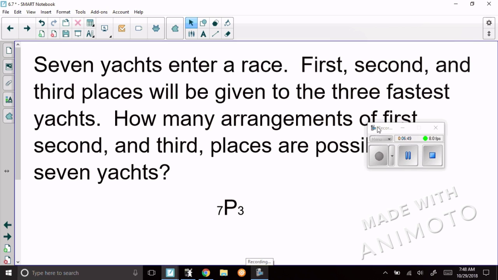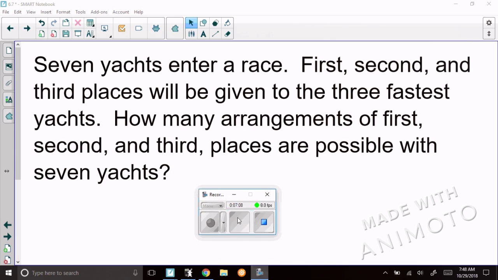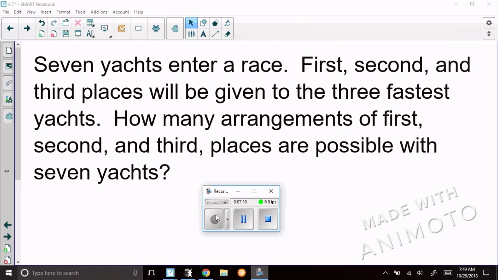All right, here, 7 yachts enter a race. First, second, and third places will be given to the 3 fastest yachts. So how many arrangements of first, second, and third places are possible with 7 yachts? Okay, here we have 7 yachts, and there are 3 places. So the first thing we need to ask ourselves is, does order matter here? And yes, it should. It matters who gets first, who gets second, who gets third. So we're talking permutation since order matters.